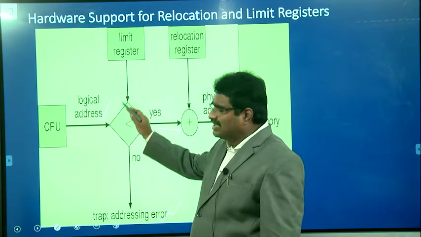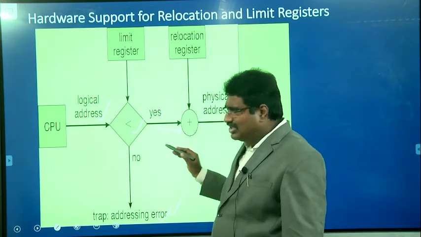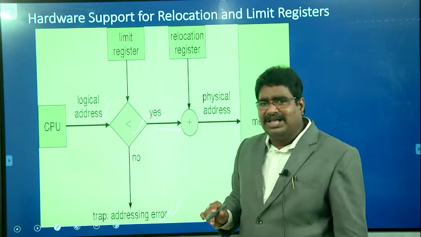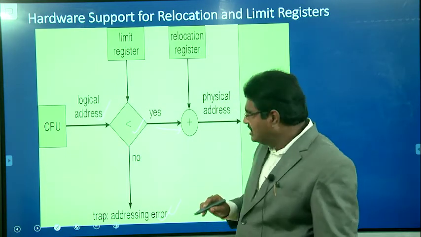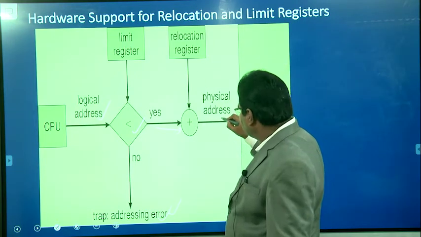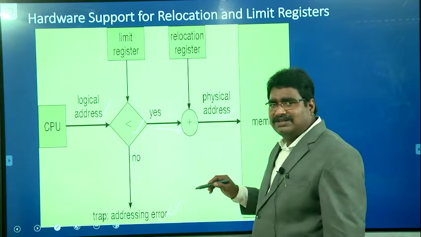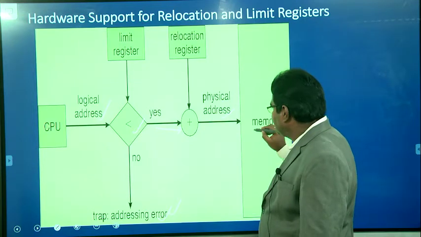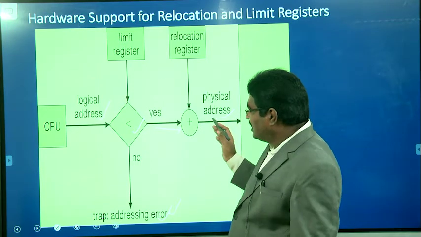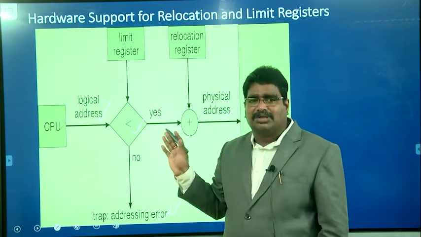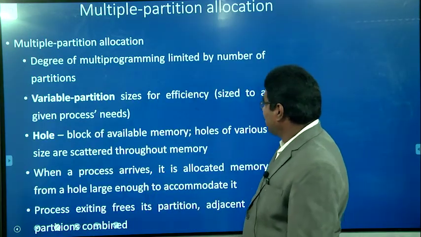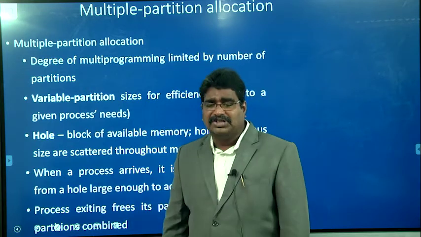If the logical address is less than the limit register, then it takes the relocation register value, that is nothing but the starting address of the particular process, and the logical address is added to the relocation register. It generates the physical address and accesses the physical location. So this is how the memory management unit converts the logical address to the physical address. And next we try to discuss the multiple partition allocation.